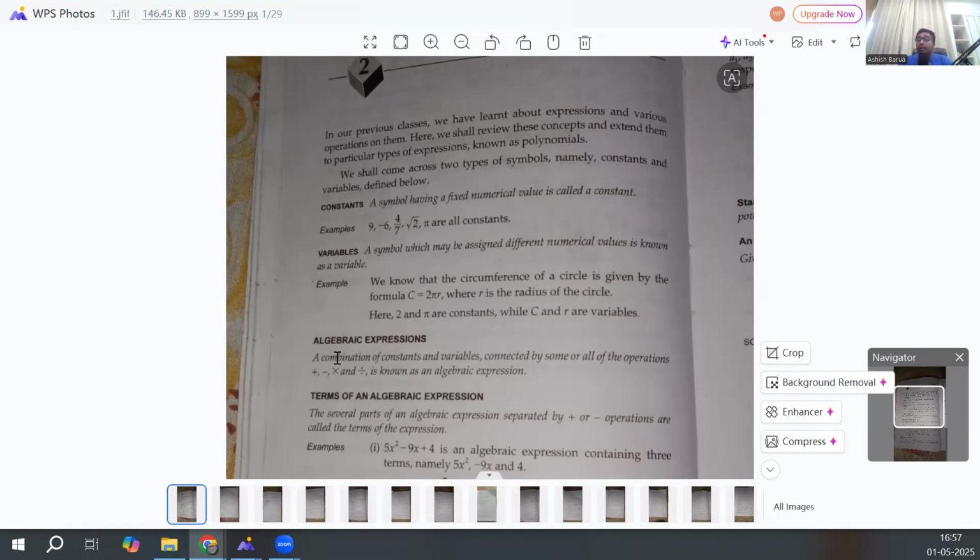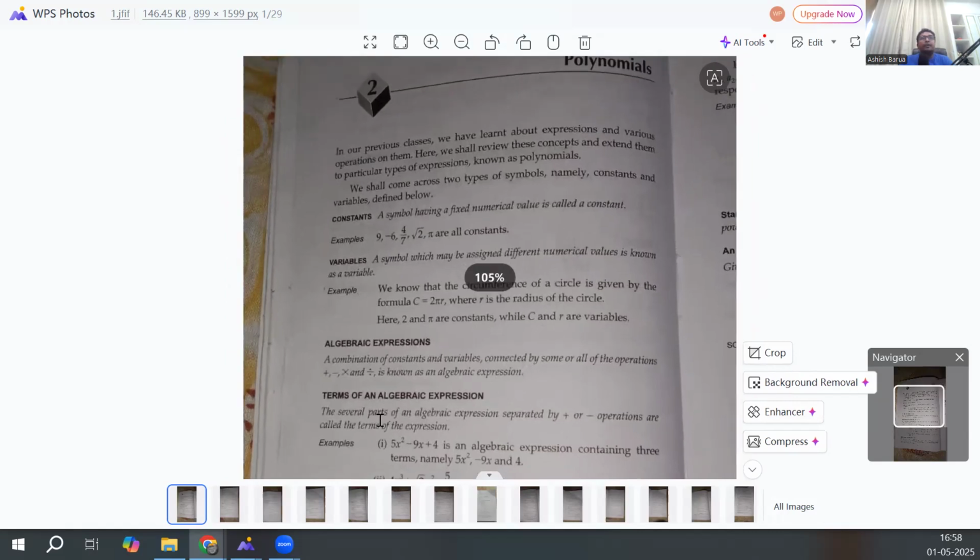Now we will be combining the terms to make algebraic expressions. It means a combination of constants and variables connected by some or all of the operations. What operations are there? Plus, minus, multiplication, and division. So if we combine the constant terms and the variable terms with the mathematical operations, that is plus, minus, multiplication, and division, certain expressions will be there. Those expressions are called algebraic expressions.